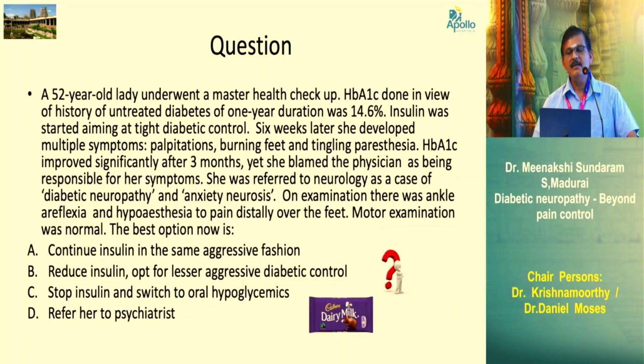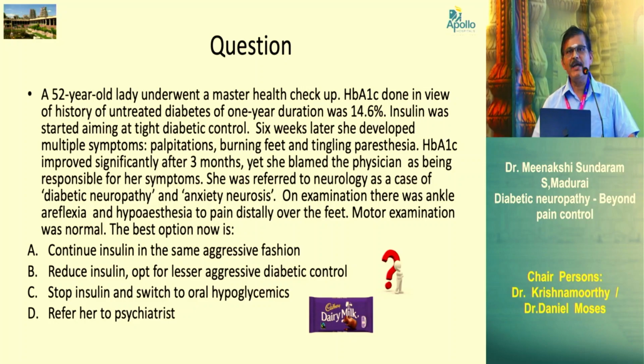On examination, she had ankle areflexia and hypoesthesia to pain over the feet. Motor examination normal. What is the best option now? Will you continue insulin in the same aggressive fashion? Will you reduce insulin and opt for less aggressive diabetic control? You will stop insulin and switch to oral hypoglycemics, or you refer to a psychiatrist. What will you do in this patient? A, B, C, D.